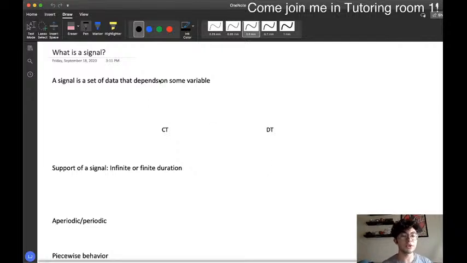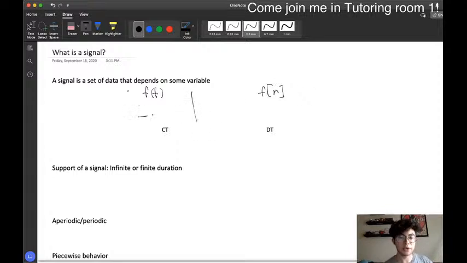So I'm going to start at the very basics. What is a signal? A signal, in the context of engineering, is essentially just a set of data. It's going to depend on some other variables. So a lot of times we'll write them as functions, say f of t for continuous time, and we'll have functions in discrete time also, but they're going to be indexed by say an integer, say n.